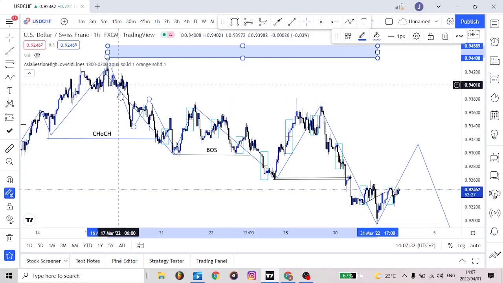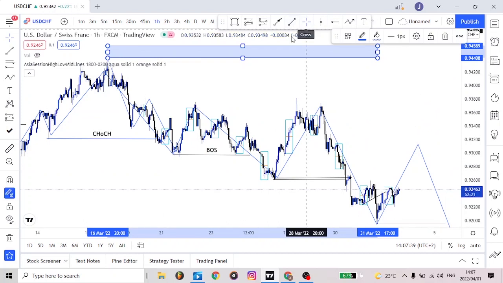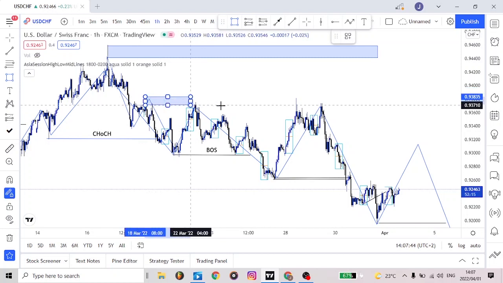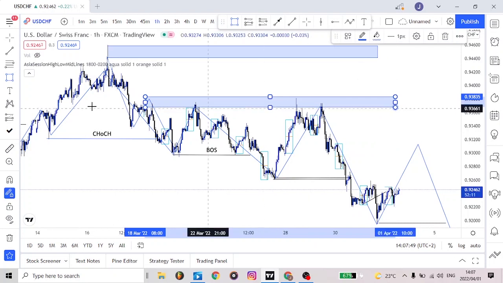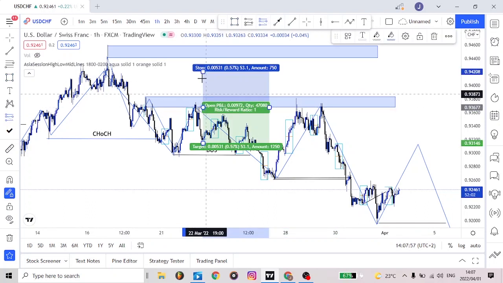Because it created an internal structure of lower lows and lower highs, it went back to what it created. This part here would have been our interest. And now since that part is our interest, we would have taken a sell immediately when it gets here. So this was supposed to be our sell. That will be our entry.